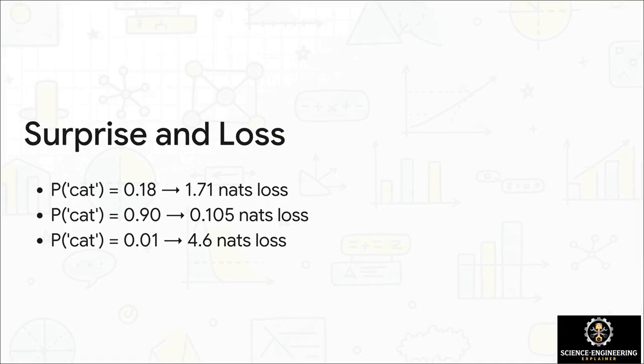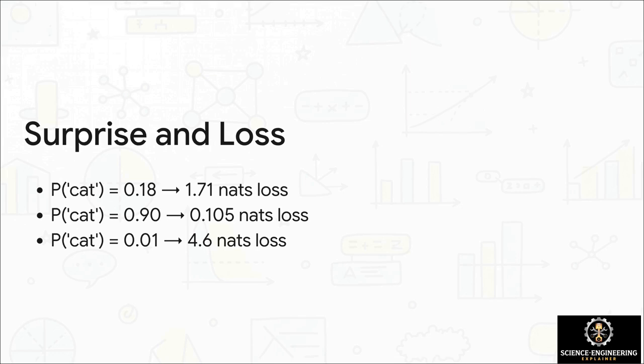Say the true next word is cat, and the model gave it an 18% probability. That loss is 1.71 nats. If it was super confident and gave it a 90% probability, the loss is tiny, just 0.105 nats. But watch what happens if the model confidently gave cat only a 1% chance.